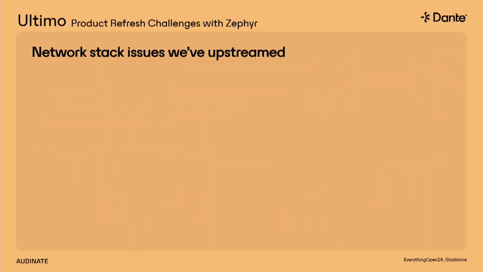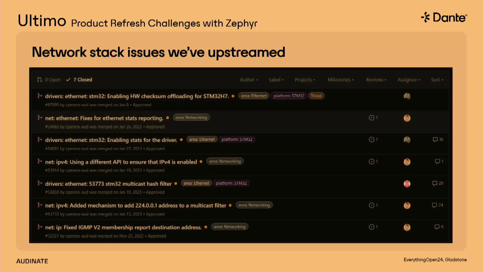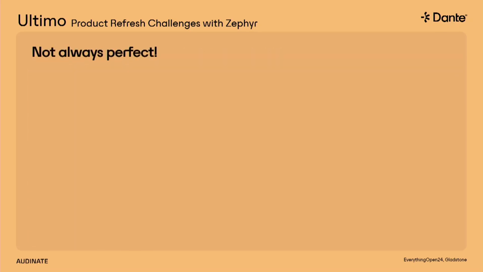We've upstreamed a bunch of different stuff, and you'd see that most of it is related to network stacks. In particular, we've worked with STM-related Ethernet-related stuff, and that's also done through Zephyr. There's some miscellaneous statistic reporting, and basically stuff that didn't align with the RFC standards or the STM data sheets, and having discussions with the community. But it's not always perfect.